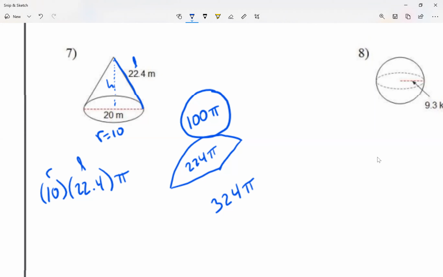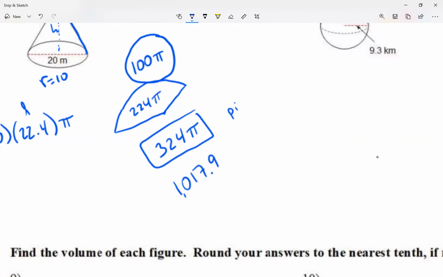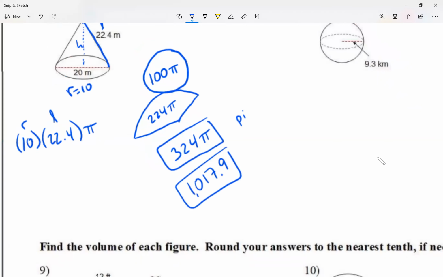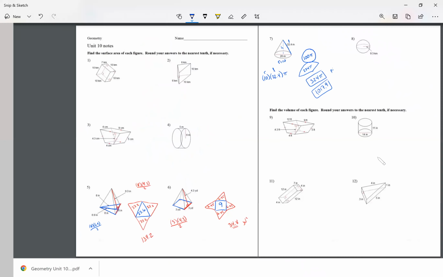324 times pi. Now, if I'm supposed to type all as a decimal, so terms of pi is 324 pi. All multiply as a decimal, rounded to one decimal place. I'm going to go 324 times pi. Remember, you type in pi for pi. My answer will be 1017.9. Let me see the instructions. So just round it to the nearest tenth.